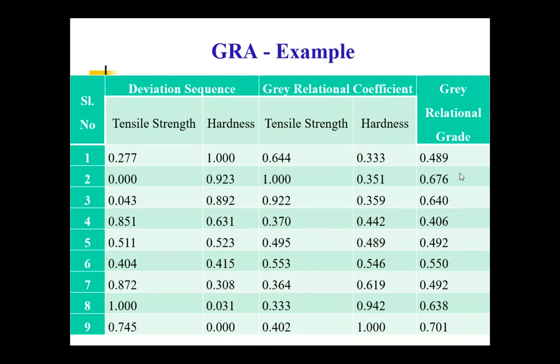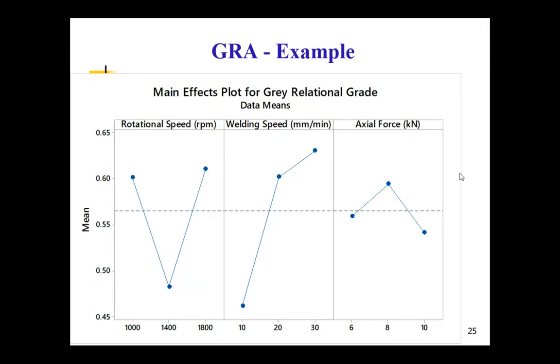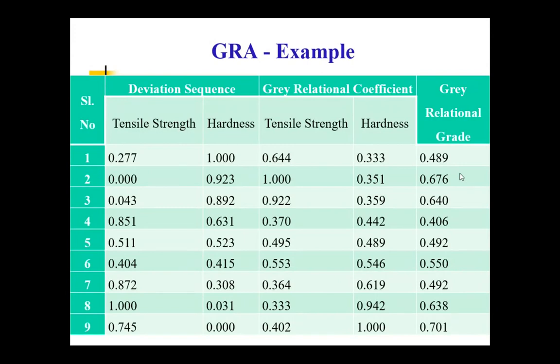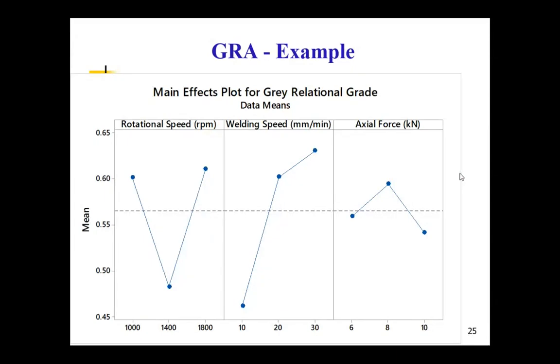Then feed this gray relational grade into the Minitab software, because I have to determine the ideal conditions. The ideal conditions can be obtained by the main effects plot. The other procedure is to formulate the response table for each and every parameter and each level of the individual parameters. For example, for rotational speed level 1, I have to take the average of the gray relational grades that correspond to the level 1 values. For level 2, the gray relational grades that correspond to level 2. Similarly, formulate the response table, and from the response table draw this main effects plot.